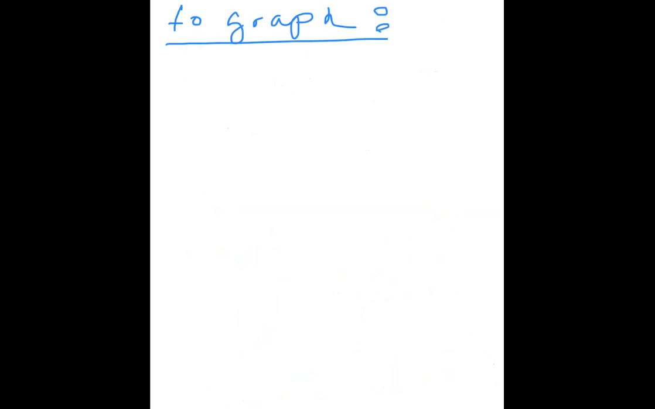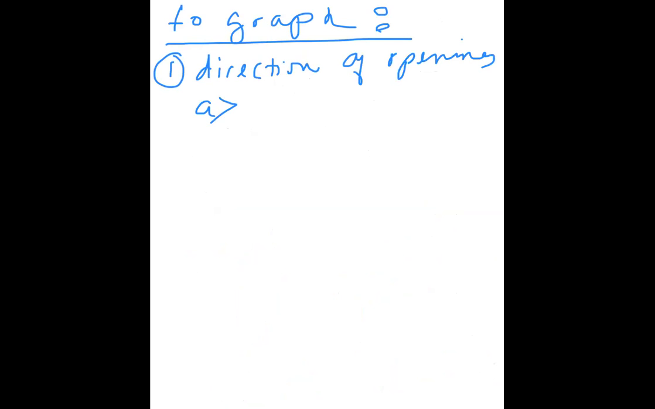Number one, you need to determine the direction of opening. What does this mean? We look at the a value. If a is greater than 0, it's positive, and it's going to open upwards. If a is less than 0, it's negative, and it's going to open down. This is basic information, and everybody should know this, whether your graph is in the general form or the standard form. Right now, for the graphing here, we're just looking at the general form.